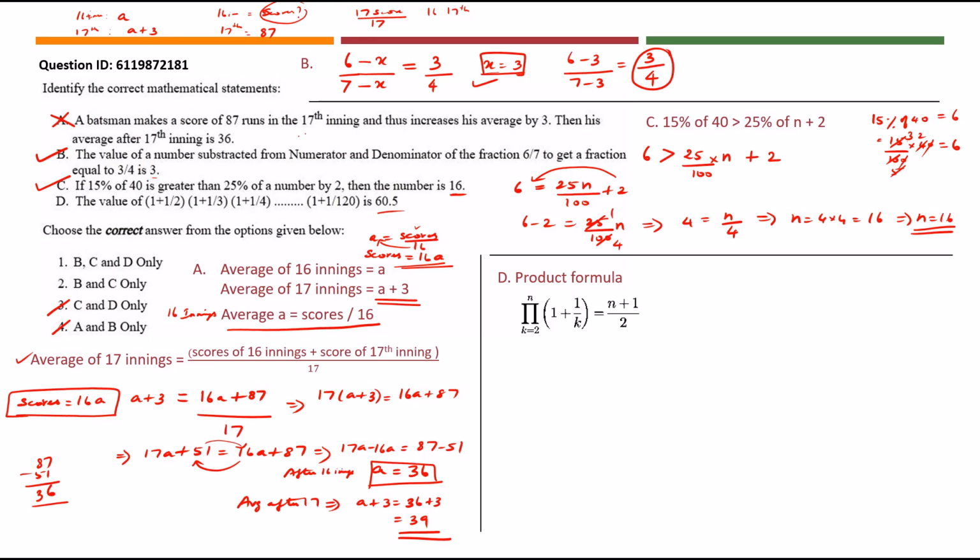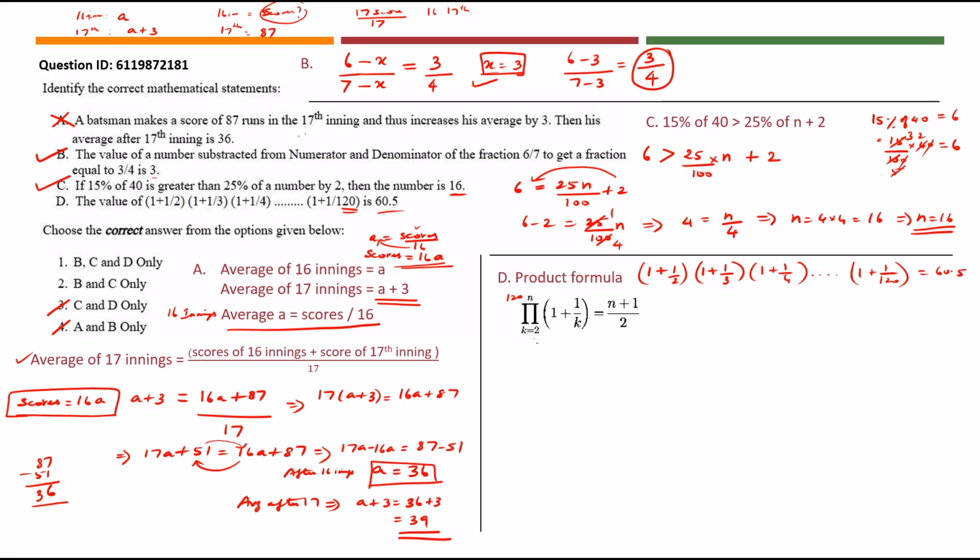This is actually the product formula. So if you expand this, we will start with 1 plus 1 by k, where k starts from 2 up to n. Here the n value is 120 from this particular statement. So this is 1 by 2. Product formula means you have to compute the product. When it is a summation formula, you will be using plus terms. So after k is equal to 2, now it is k is equal to 3, then k is equal to 4. It goes on till k is equal to 120. They say the value is 60.5.